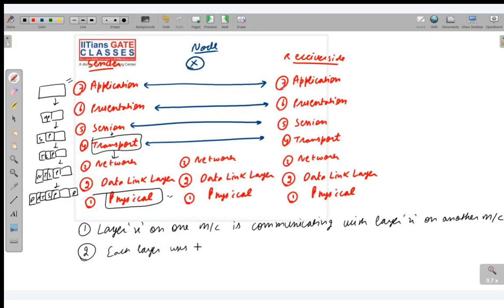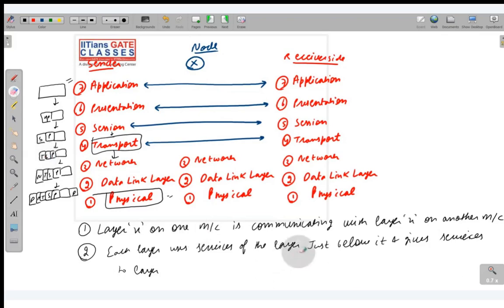Each layer uses services of the layer just above it, and gives services to the layer just below it.